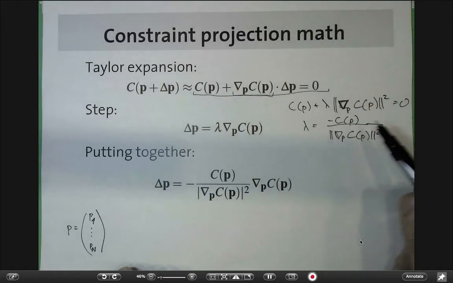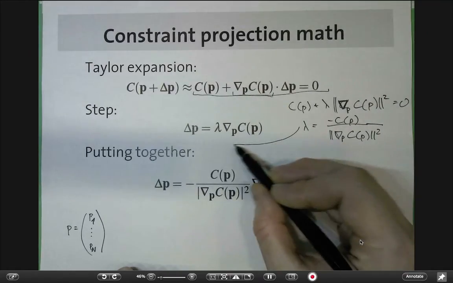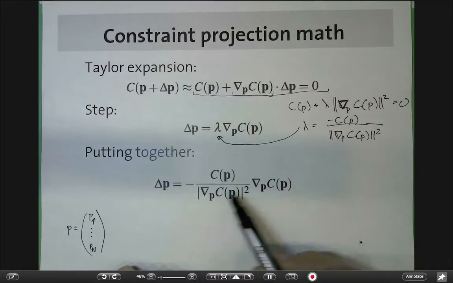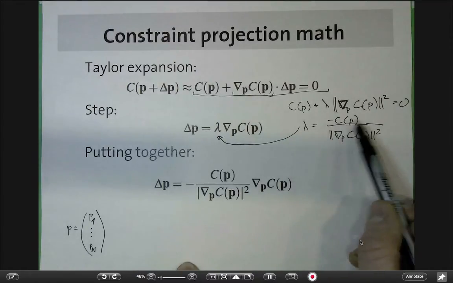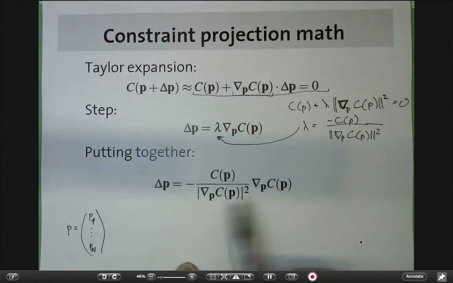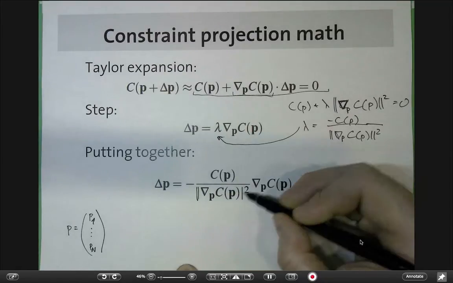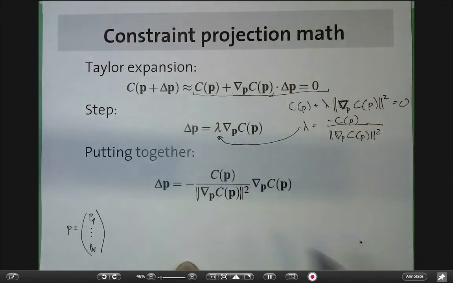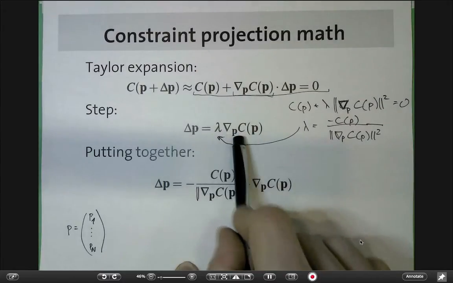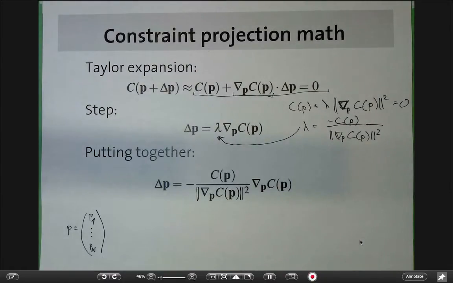And then I can just plug the lambda back here, and this is what it gives me. So this is the minus Cp here. This is divided by, I sort of prefer the double bars for the norm of the gradient. This is the norm of the gradient squared, and this is the direction of the gradient itself. So this is the optimal update.